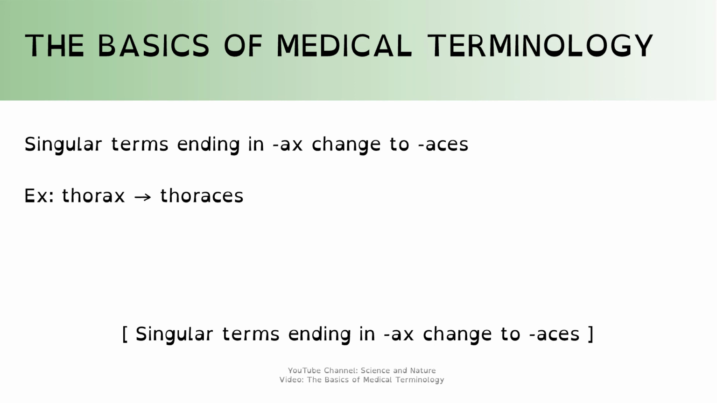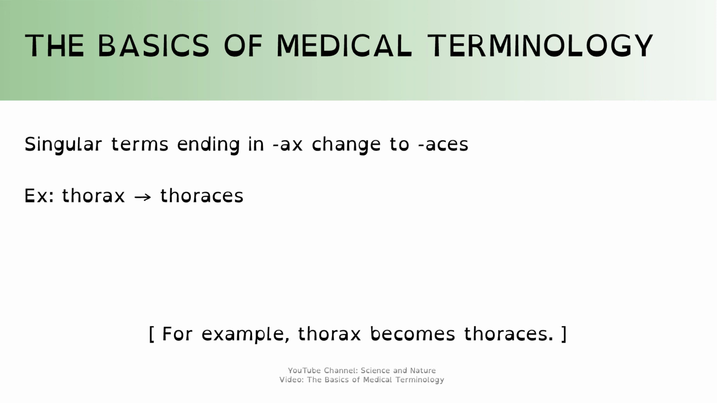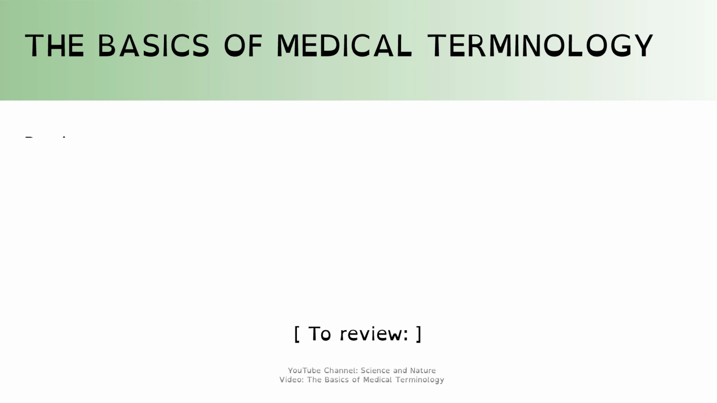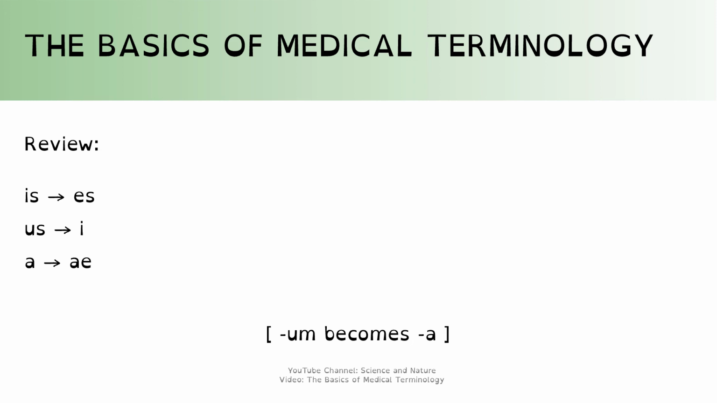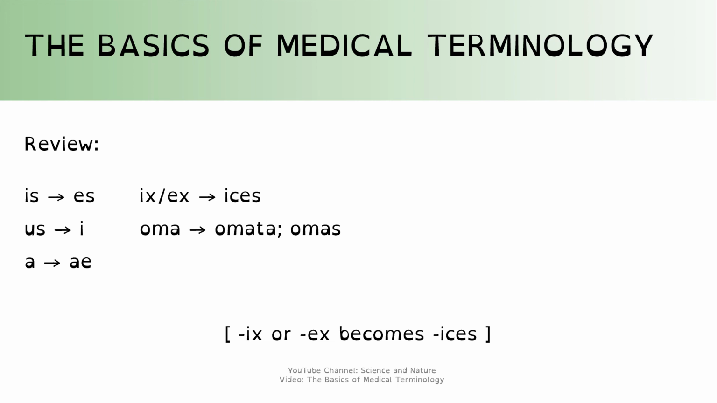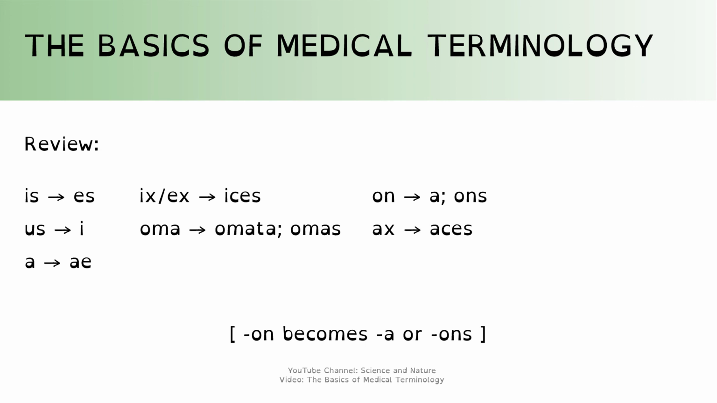Singular terms ending in ax change to aces. For example, thorax becomes thoraces. To review, is becomes es, us becomes I, a becomes ae, um becomes a, ix or ex becomes ices, oma becomes omata or omas, nx becomes nges, on becomes a or ons, and ax becomes aces.